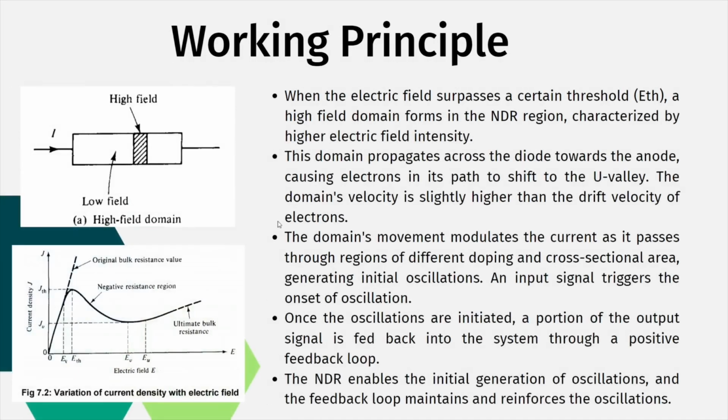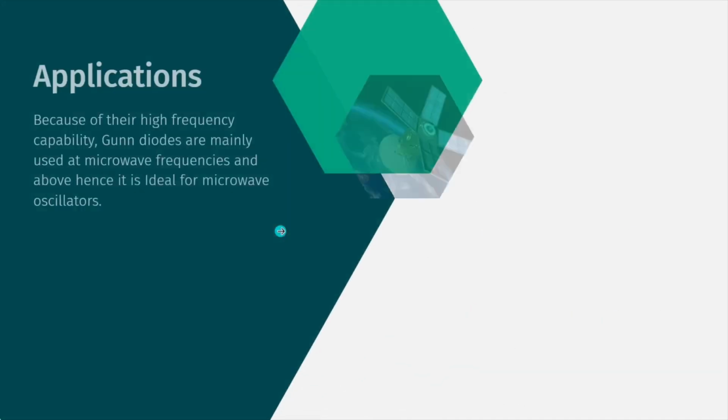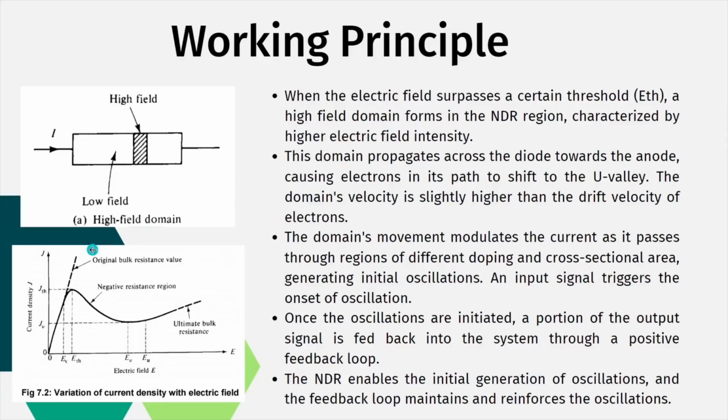After we understand the negative differential resistance region, let's understand how the domain of the Gunn diode forms. First, when the electric field surpasses the threshold value, a high-field domain with a high electric field intensity forms in the NDR region. This domain will move across the diode and propagate towards the anode, causing the electrons in its path to shift to the upper valley.